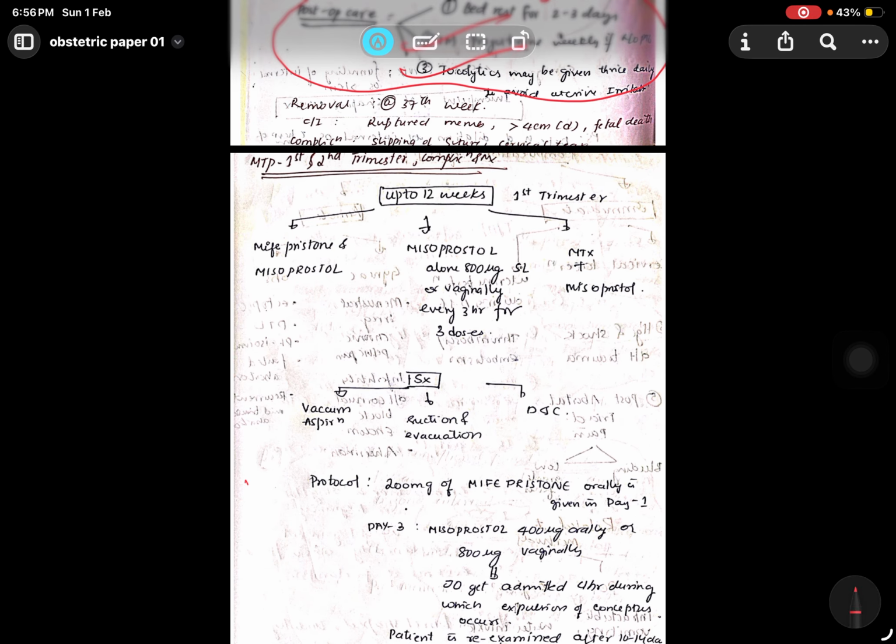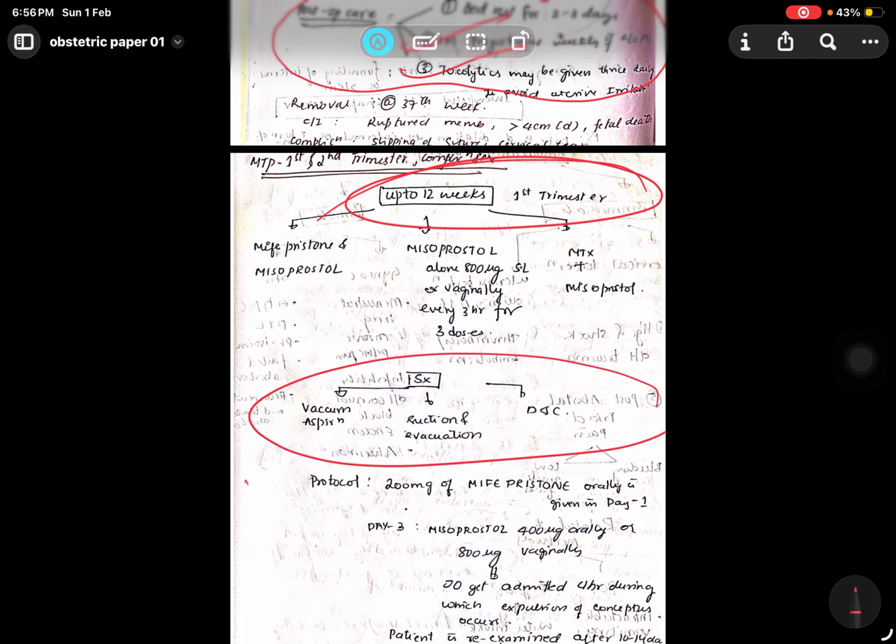Okay. So what are the medical methods you have and what are the surgical methods you have? Based on that, let us divide what are the possible methods which you can use to do an MTP. So these are the medical methods and these are the surgical measures. I am sure you know about these two, and methotrexate can also be tried. Basically we try it in a GTN kind of setting. So this is the protocol.